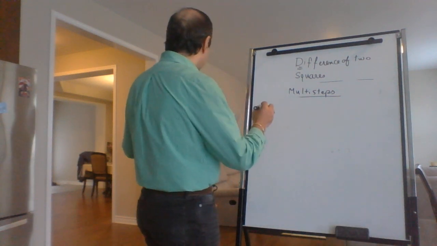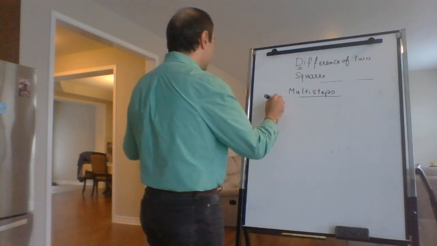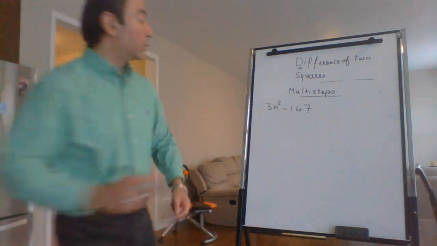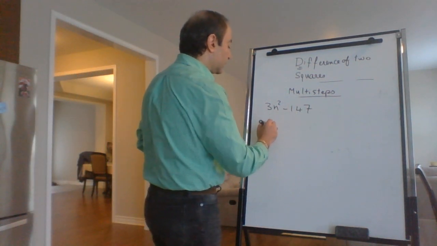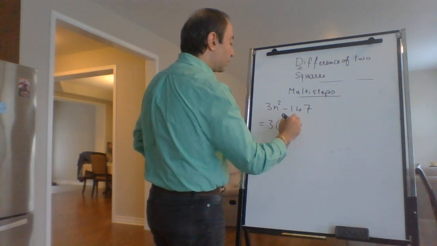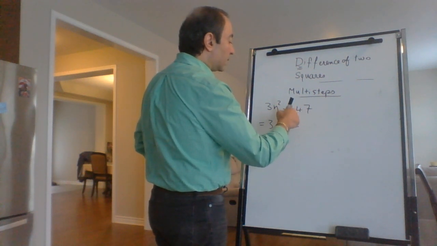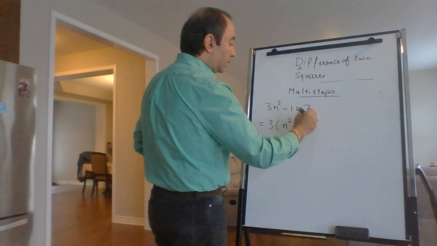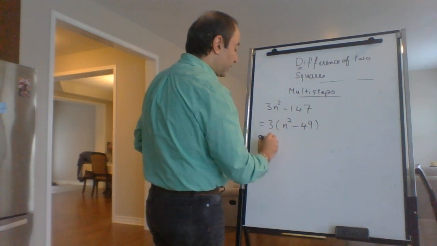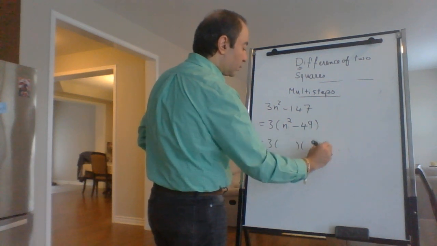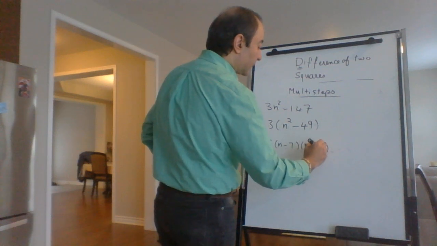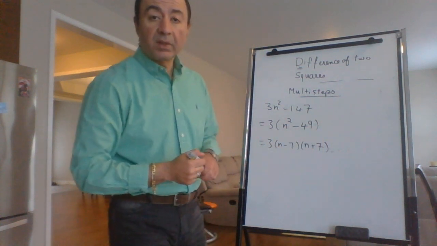One more example. 3n squared minus 147. So 3 is common. That will leave n squared minus, I divide this by 3, 147 divided by 3 is 49. Now we can factor this, difference between two squares, so n minus 7, n plus 7. Okay, I will stop here.